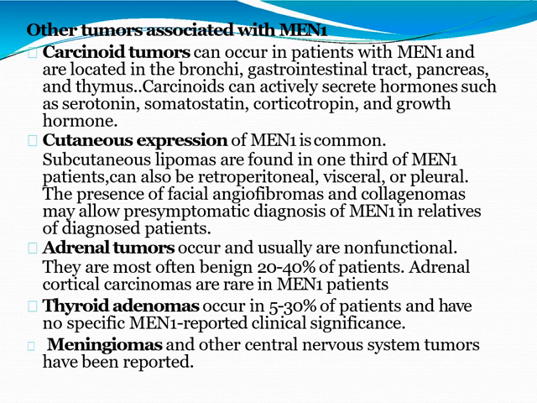Regarding carcinoid tumors, they can occur in patients with MEN1 and are located in the bronchi, gastrointestinal tract, pancreas, and thymus. Carcinoids can actively secrete hormones such as serotonin, somatostatin, corticotropin, and growth hormone. Cutaneous expression can be facial angiofibromas, and collagenomas may be present. Adrenal tumors occur in 20 to 40% of the patients and usually are non-functioning and most often benign. Talking about thyroid adenomas, they occur in 5 to 30% of patients and have no specific clinically significant MEN1 features reported.